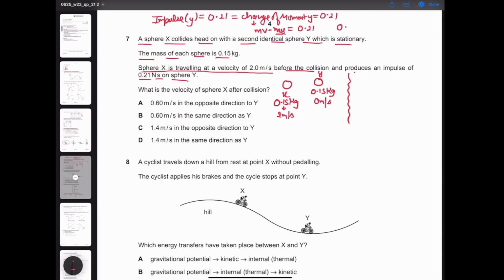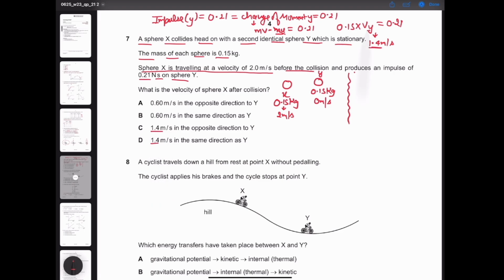0.15 into the velocity of sphere y is equal to 0.21. From here, you will get the velocity of sphere y, which will be nearly 1.4 meters per second. And some students will try to rush this and say, oh, I can see 1.4, so it should be out of C and D.